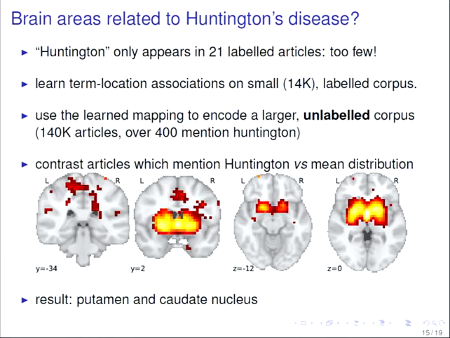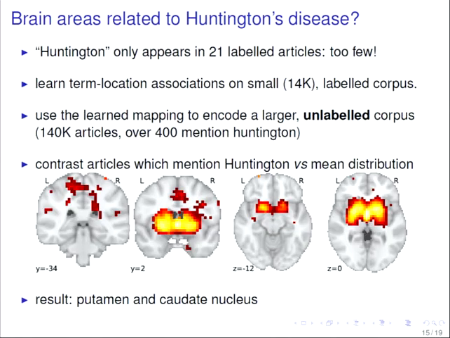And I mentioned that this enabled us to pull together text-only studies. So as an example, imagine that I want to discover which brain areas are associated to Huntington's disease in the literature. This disease is not mentioned very often in the corpus that we have collected, for which we have coordinates. So we don't have enough examples of articles about Huntington's disease along with coordinates or brain maps to perform traditional meta-analysis and ALE.